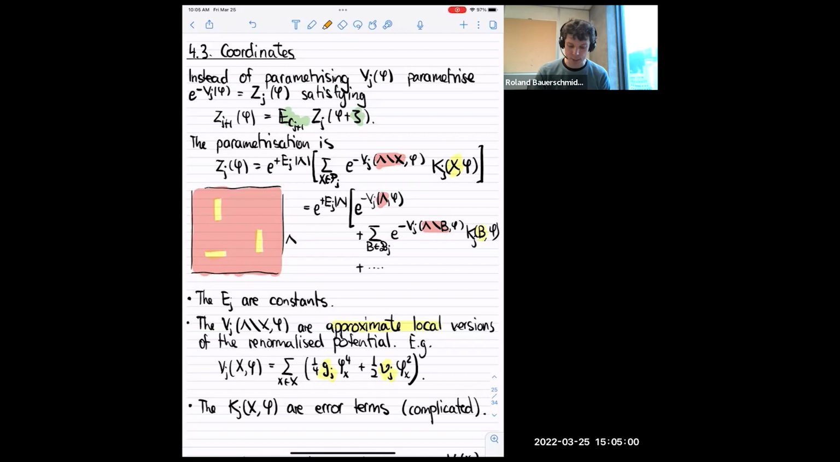There's a sum over these polymers X, so subsets of blocks. You can see in this picture a red part and a yellow part. The red part, which we think of as a good part, is where this Zj is represented by an approximate version of the renormalized potential. That's this Vj. And the yellow part is a region you may think of as bad, where there's an error term, which is denoted by this Kj.